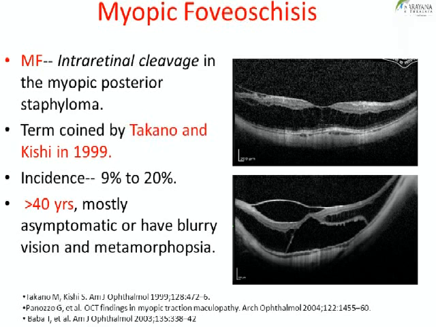The term was coined by Takano and Kishi in 1999. Incidence is around 9 to 20%. It is more commonly seen in elderly patients, but you can see it in young people also. And many times it could be asymptomatic, but the patients can definitely have distortion of the vision, decrease in vision. So symptoms can be there.